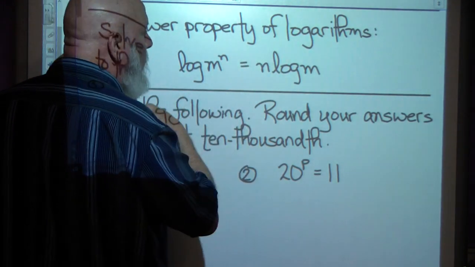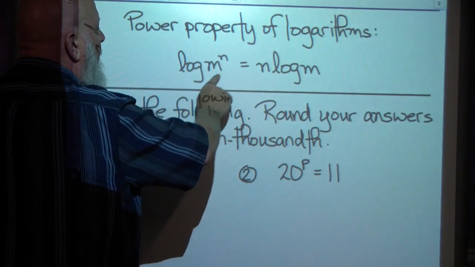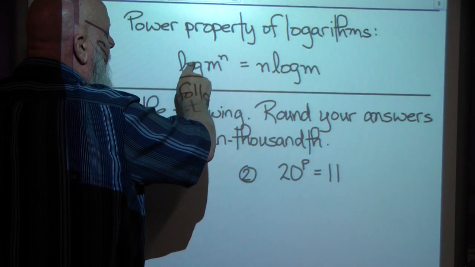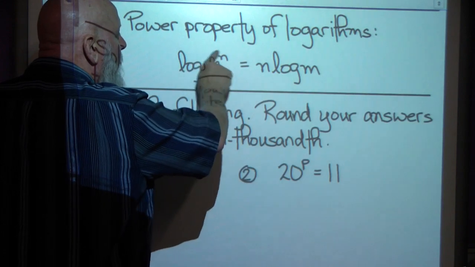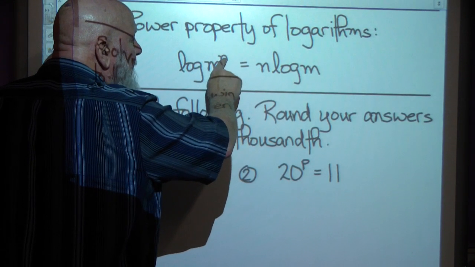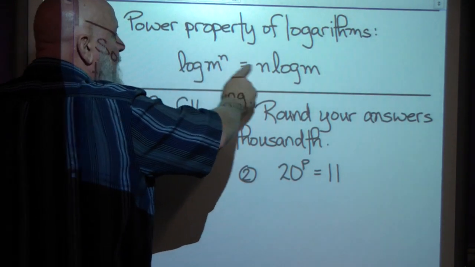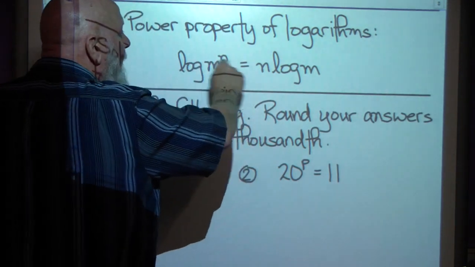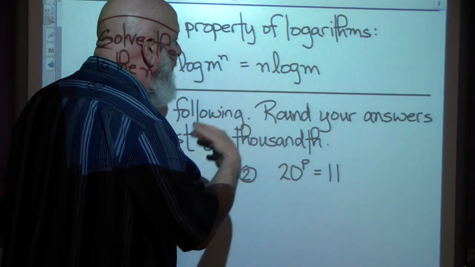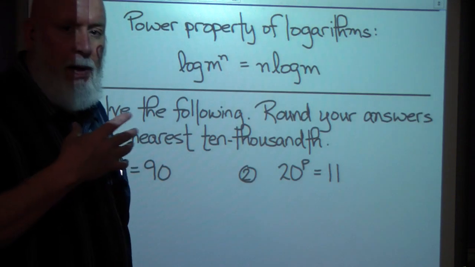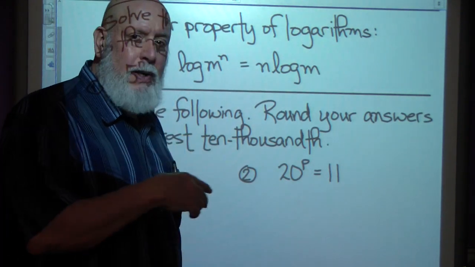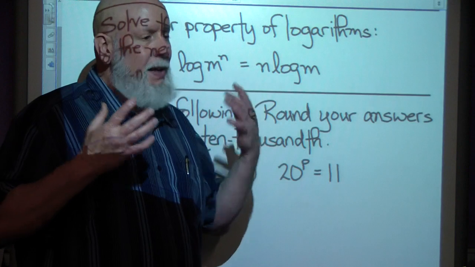The property of logarithms that we're going to use today is called the power property. It says that if we have a log of m to the n, we can rewrite this by moving this exponent to a position of a coefficient. It physically moves, and when we move it, it gets larger. Now that may not make a lot of sense, but hopefully by the time I get done working the equations, it will make sense.